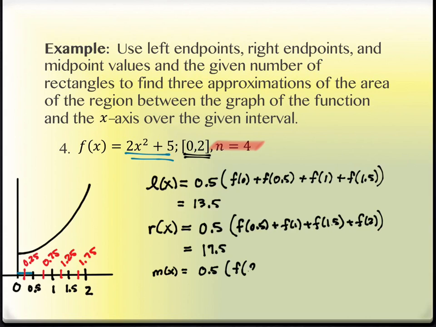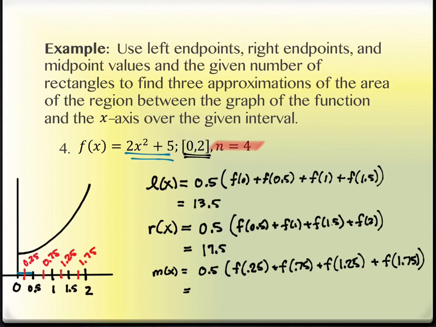So I have f of 0.25. I have f of 0.75. I have f of 1.25. And I have f of 1.75. And again, with your calculator, all that can be done by the calculator itself.